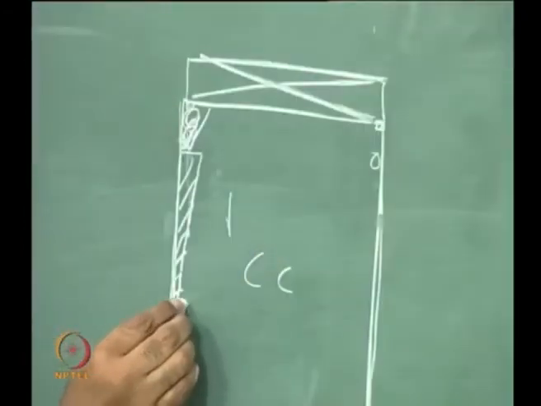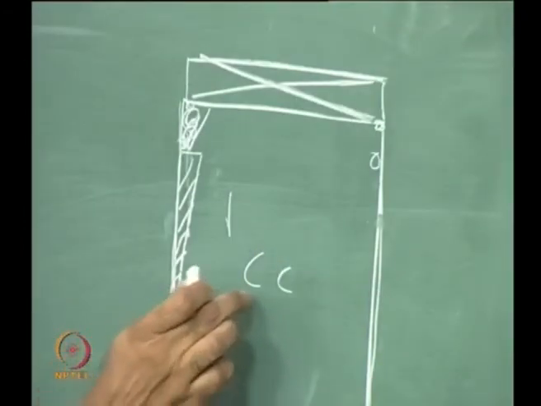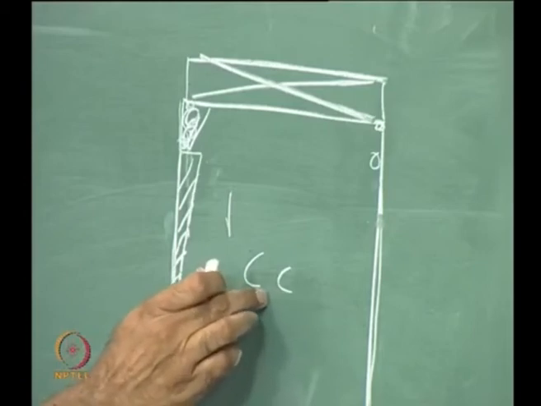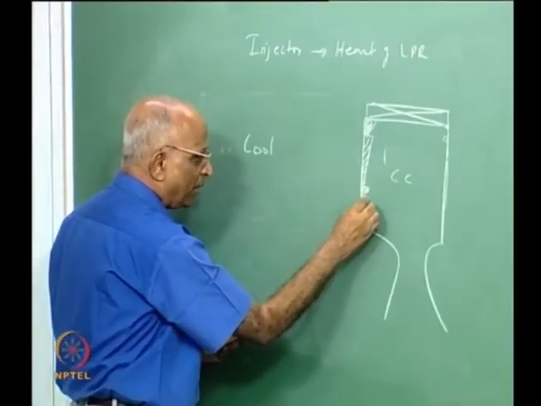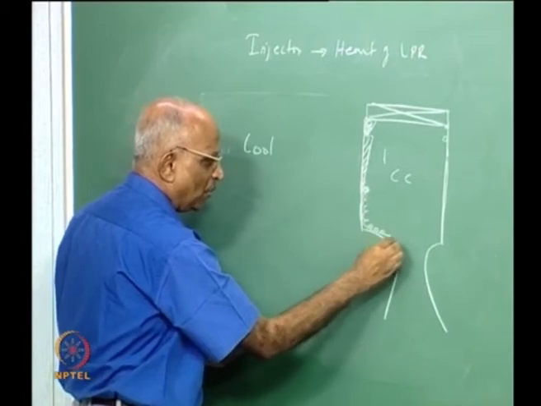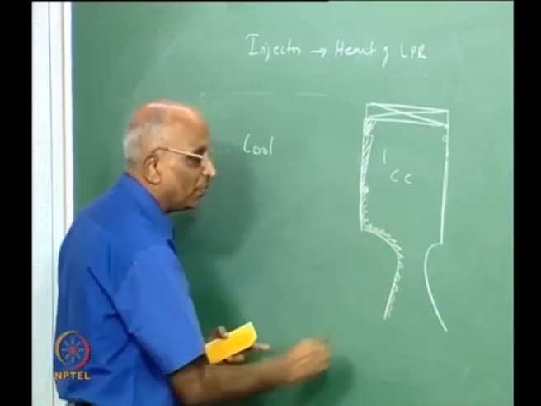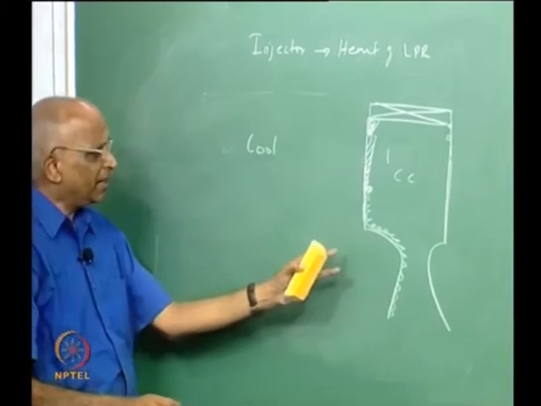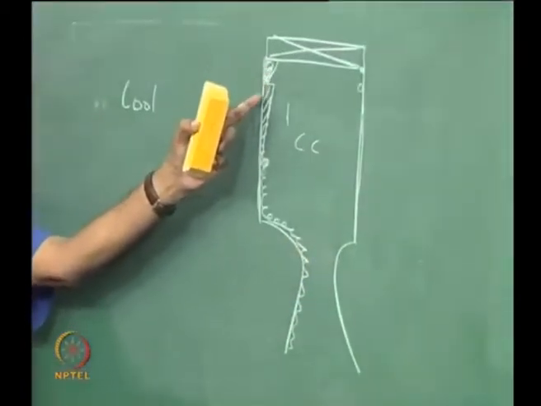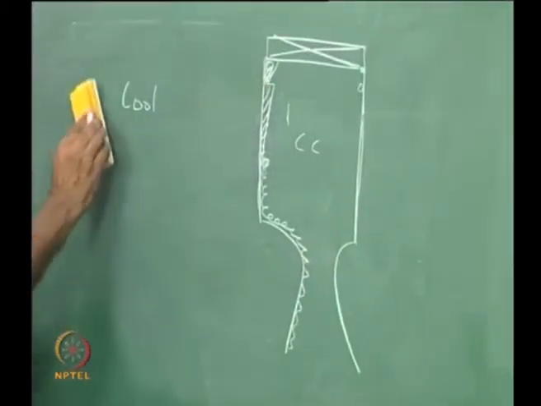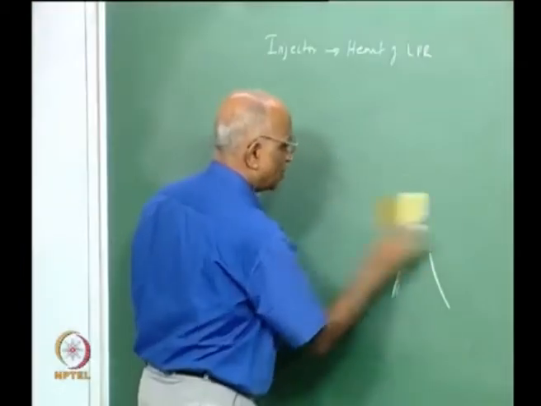Then it vaporizes. When it vaporizes, it is still much cooler than the combustion gases, and then this vapor can still further continue to cool, and I have my combustion chamber which remains cool. In other words, I have a film of liquid which is injected, and this method of cooling is what we call as film cooling.